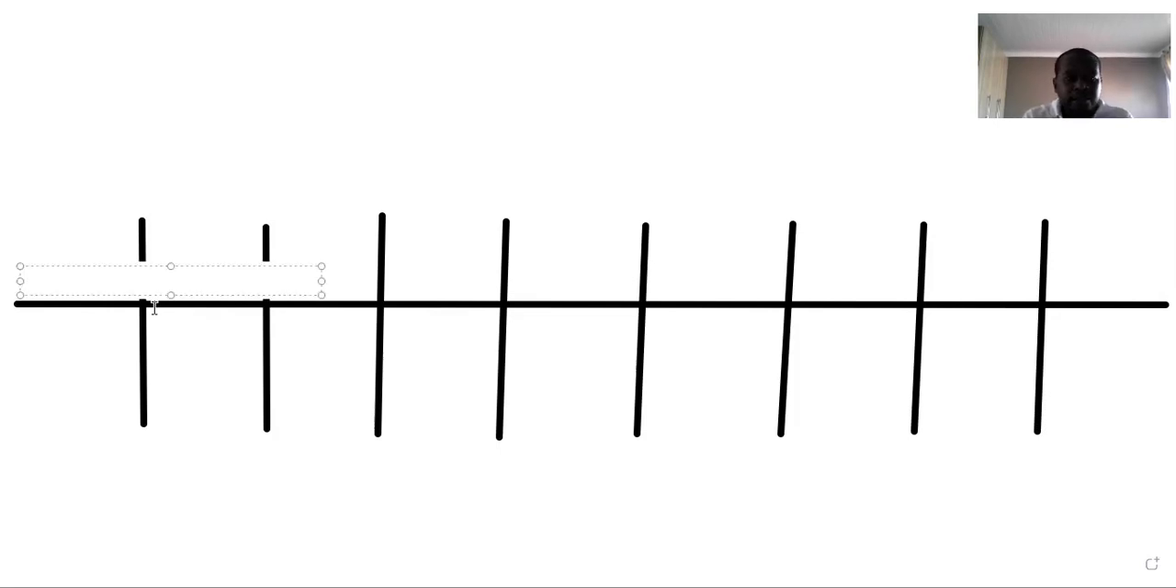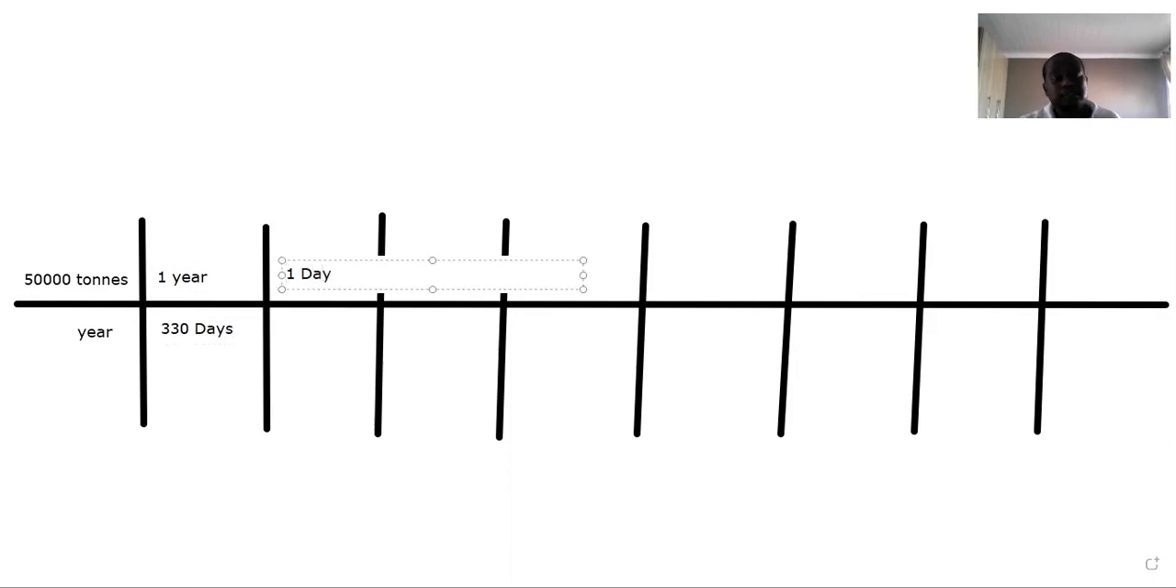So we've got 50,000 tons per year. We know that our year, according to the information that was given to us, is equal to 330 days. And we know according to our calendar that one day is equal to 24 hours, because plants don't work like human beings. They don't switch off at 5, they run 24 hours. And we know that 1 hour is equal to 3,600 seconds.